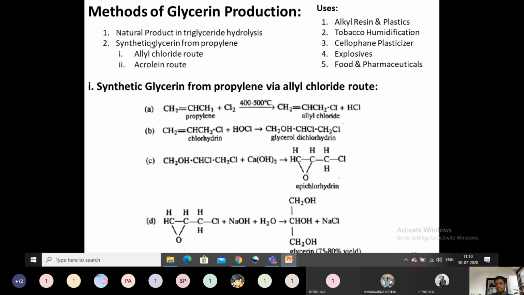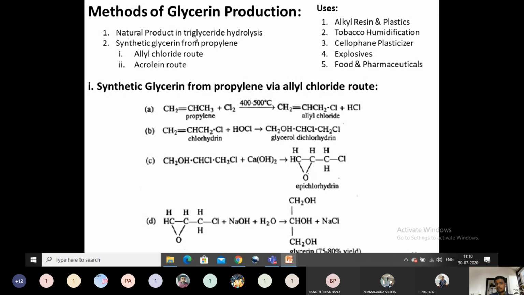The next one is the synthetic glycerin. Synthetic glycerin can be manufactured using polypropylene, which is a petrochemical product. Using this petrochemical product, we can manufacture synthetic glycerin through two routes. One is the allyl chloride route, and the next one is the acrolein route.